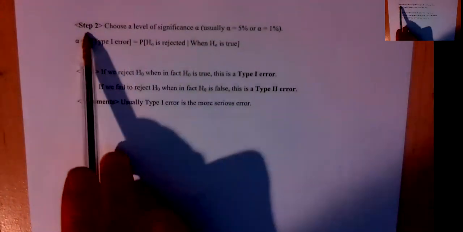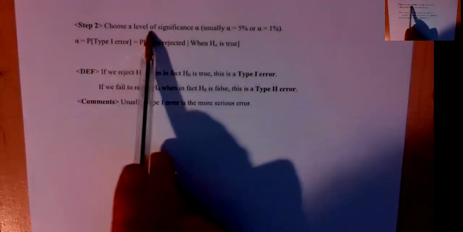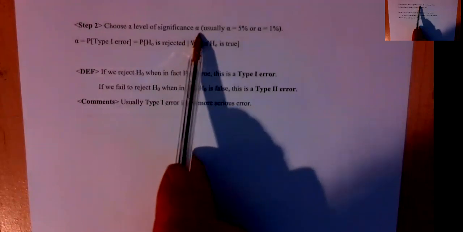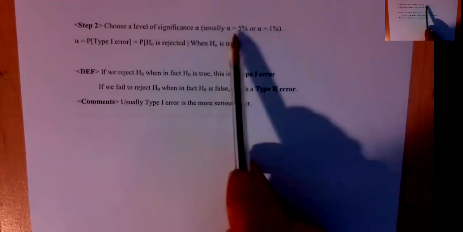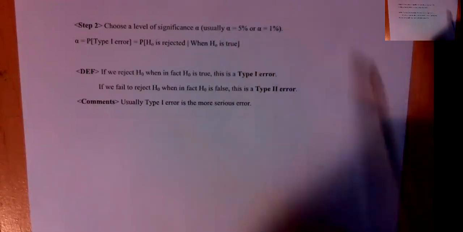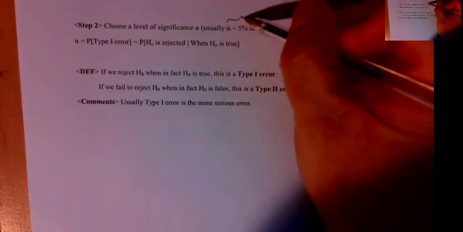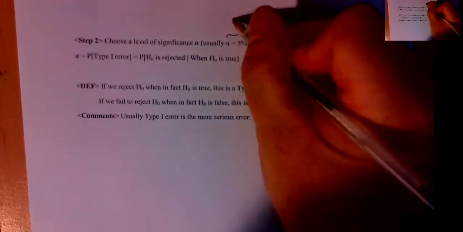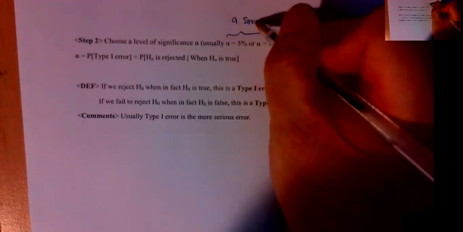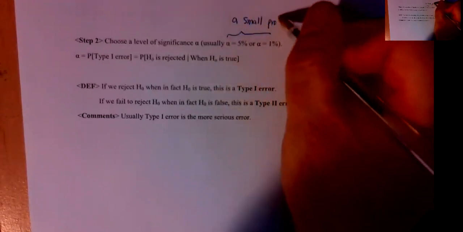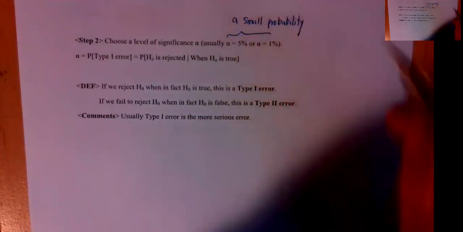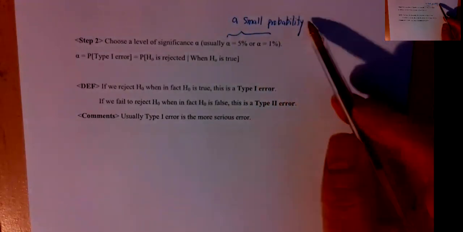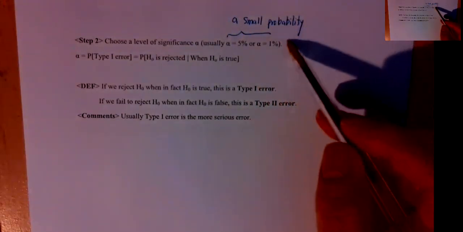Step 2. Choose a level of significance level, alpha. Usually, alpha equal to 5% or alpha equal to 1%. A very small probability, okay? This is a small probability. Why we choose a small probability? The reason will become clear as we go on to discuss this topic, okay?